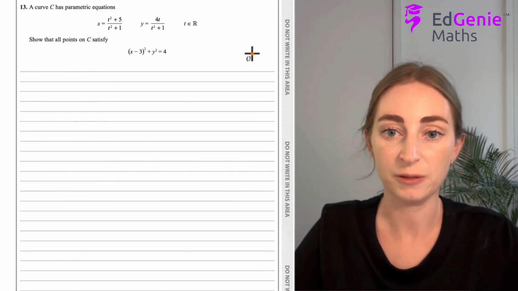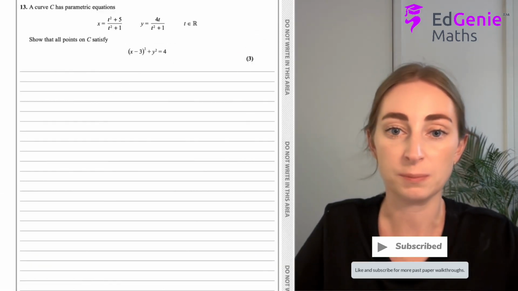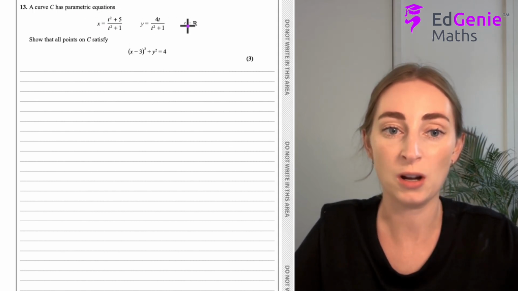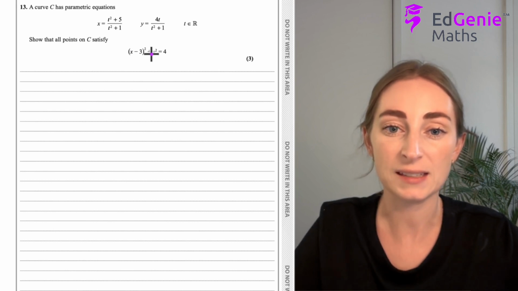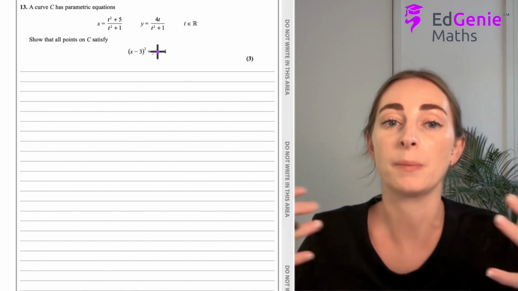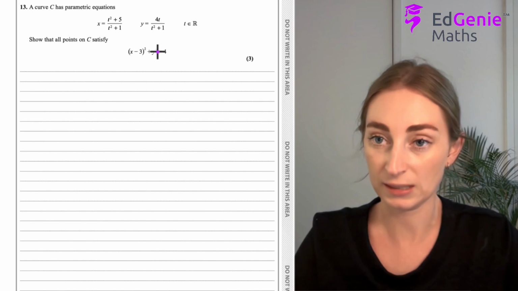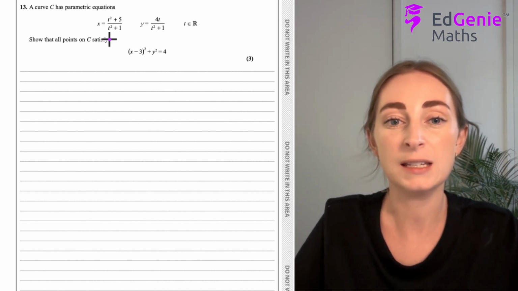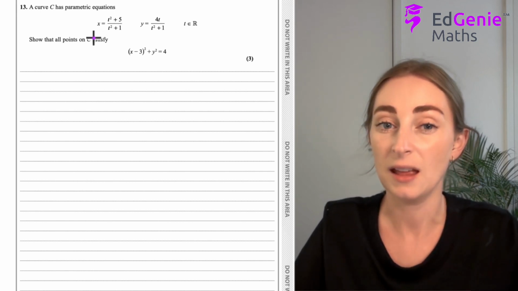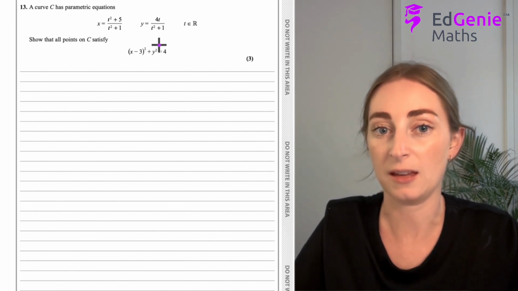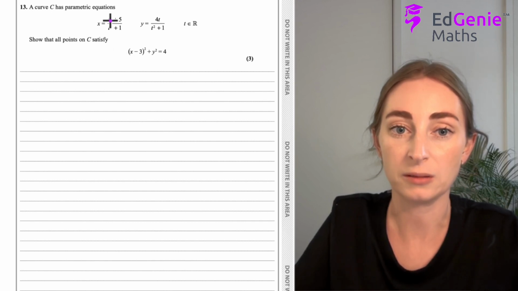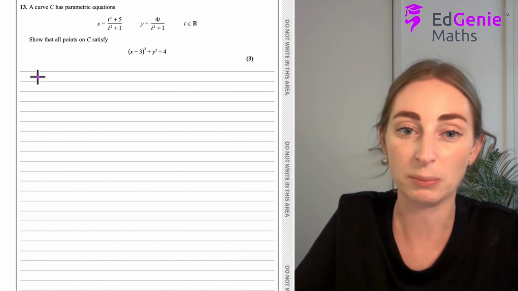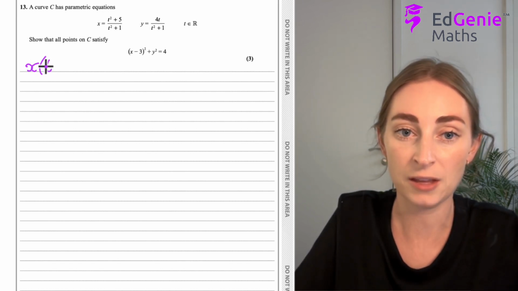Question 13, we've got 3 marks, which is quite nice for this part of the paper. We've got parametric equations in x and y. Show all points on C satisfy this. So we're basically going from parametric equations to a Cartesian equation. So what we're going to need to do is find t in terms of x and then substitute in for here. So let's give that a go. If I multiply both sides of this equation by t squared plus 1, I will get this.